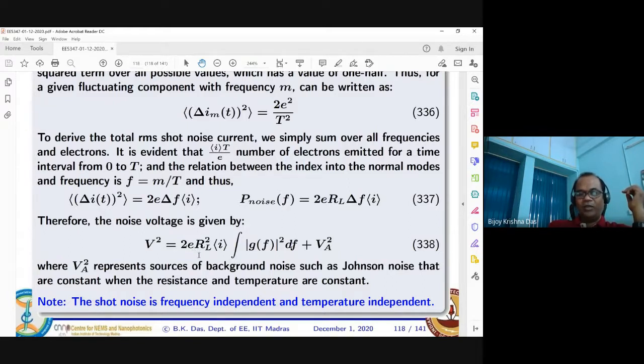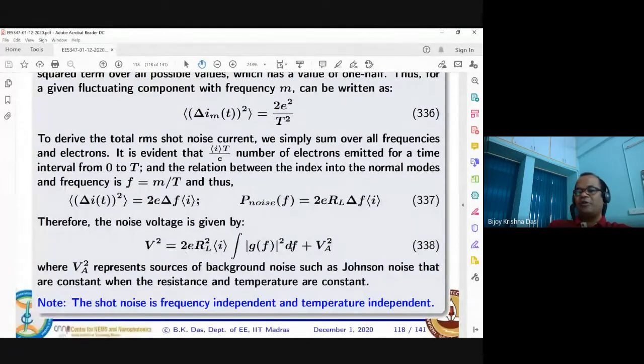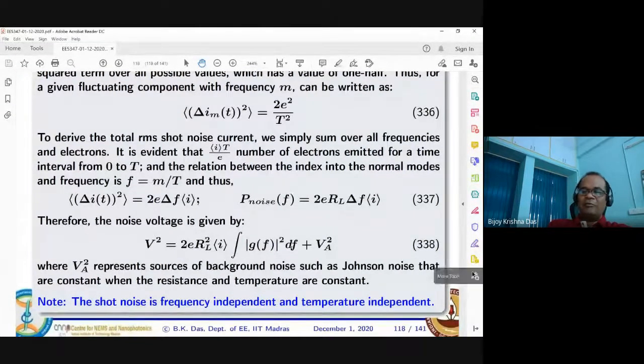Just point out here that shot noise is frequency independent and temperature independent. No temperature is there. So you can reduce your temperature to reduce your Johnson noise, but shot noise you have no way to reduce. That is actually a fundamental limit. You cannot avoid it. The shot noise will be there, the quantum limit.